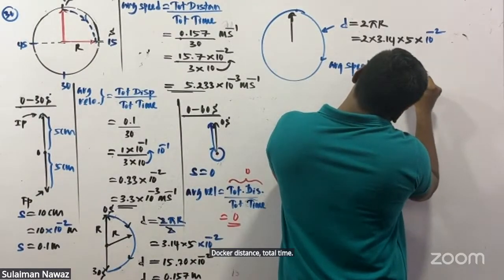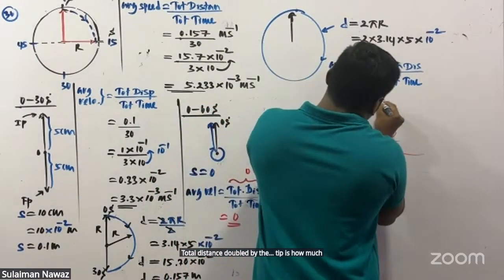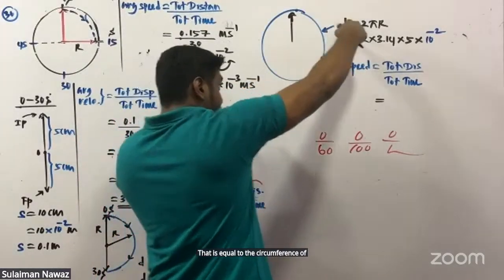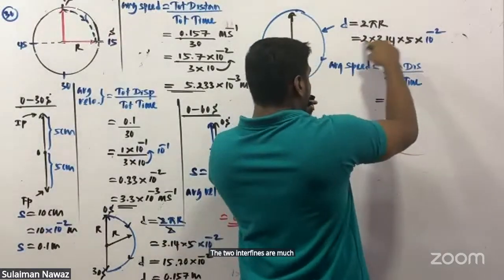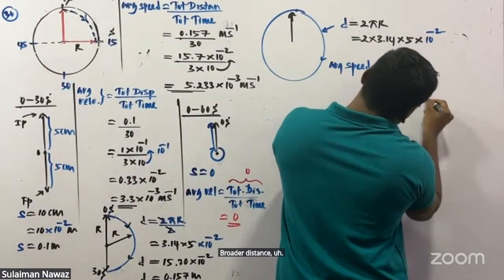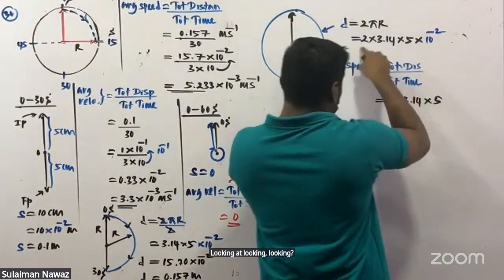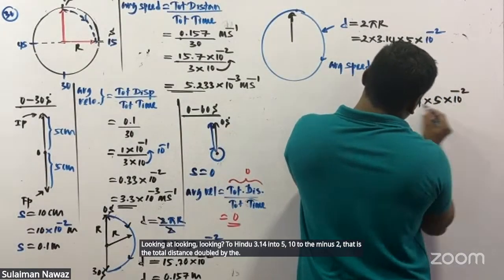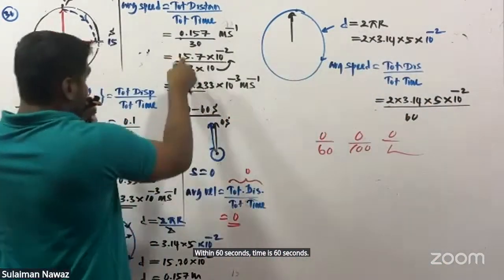The total distance traveled by the tip is equal to the circumference of the circle, which I found as this much. 2 into 5 means 10. So the total distance is 2 into 3.14 into 5 into 10 to the power minus 2. That is the total distance traveled by the tip within 60 seconds. The time is 60 seconds. Just compare this and this.